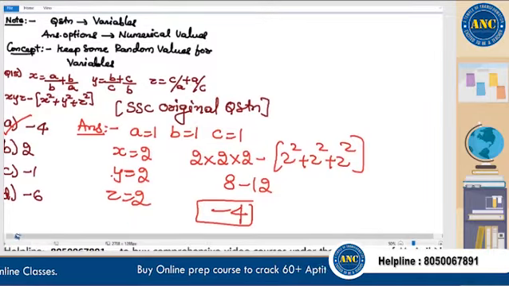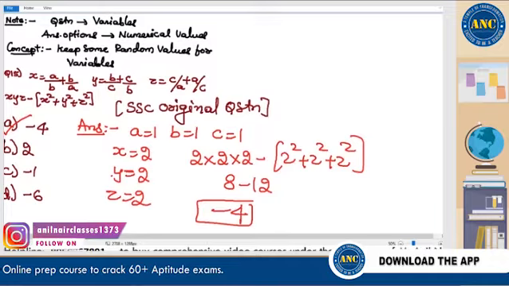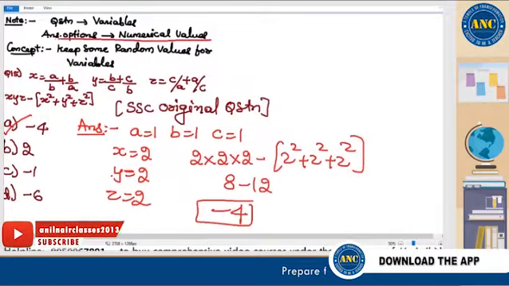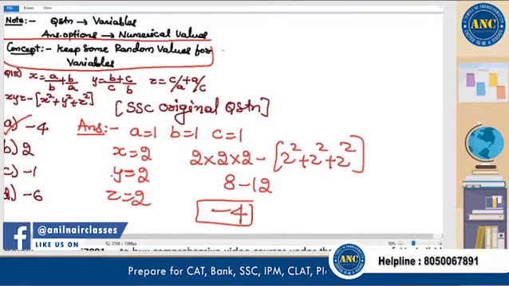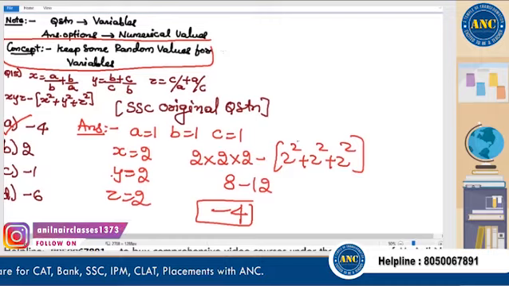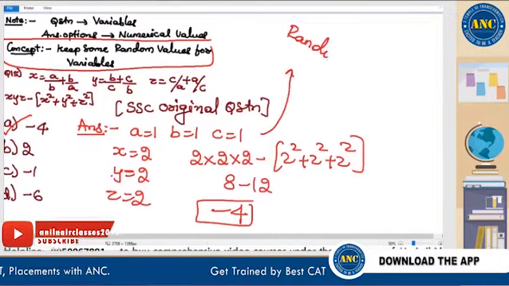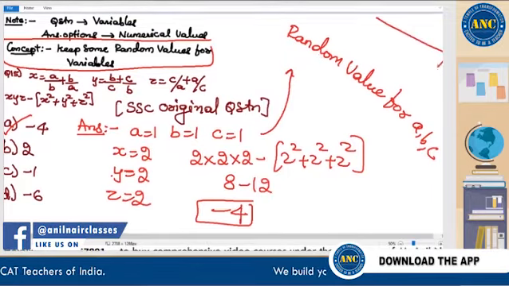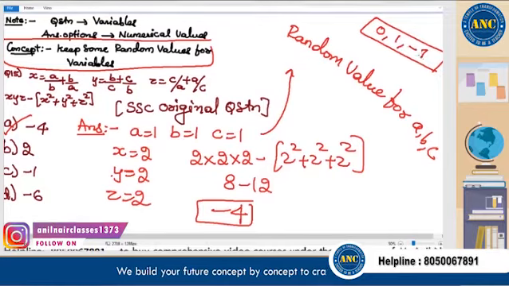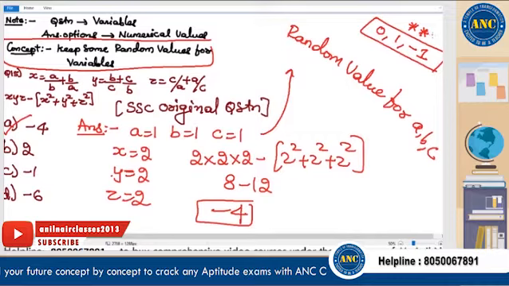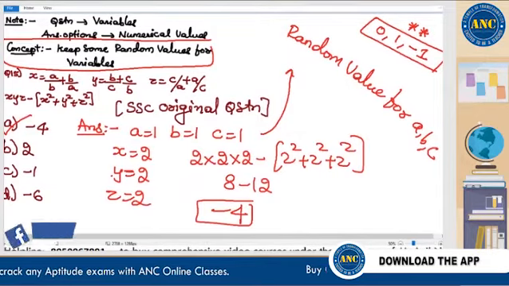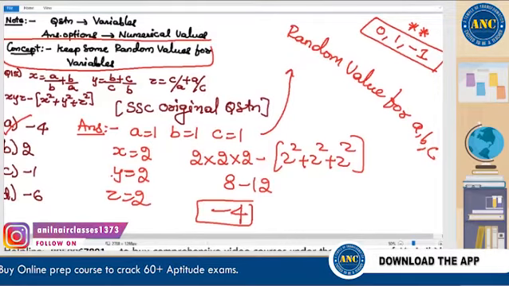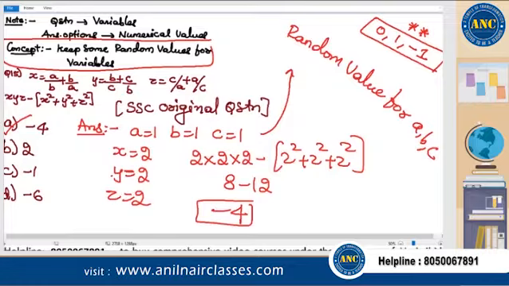Very easy question. If the question contains variables and the answer options contain numerical values, keep some random values for the variables. This is the concept. Sir, can I put a 2, b 2, c 2? Still the answer will be the same. You can put any random value for a, b, c. Always remember, preferable values are 0, 1, minus 1, unless there is a different requirement. Now, write down the next question. I hope it is clear, right, sir?